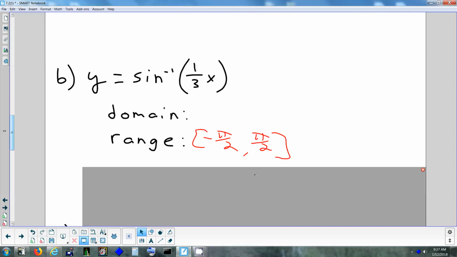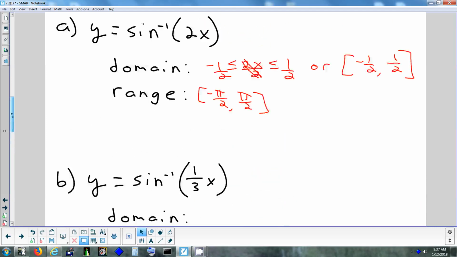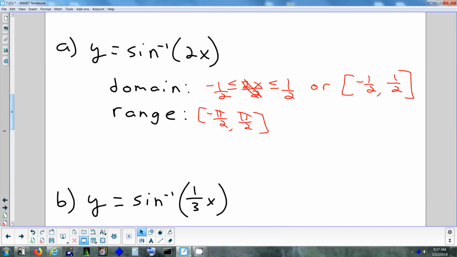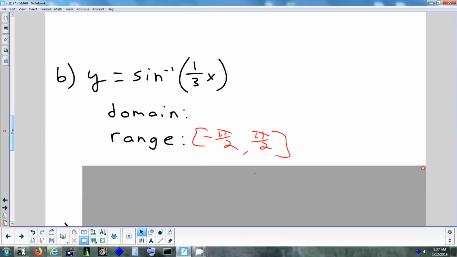Now, what is that 1/3 doing? Specifically, what is it doing to my graph? Stretching it by how much? By 3. That's a stretch by a factor of 3. So if I know the domain of the original is negative 1 to 1, just stretch that by a factor of 3. So your new domain would be negative 3 to 3.